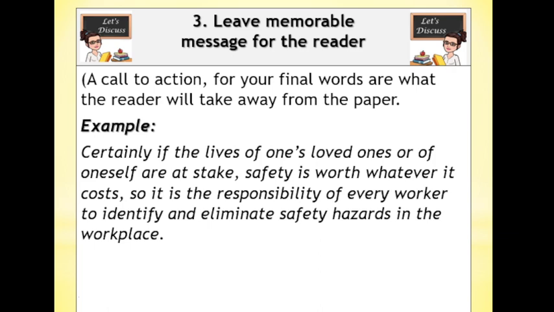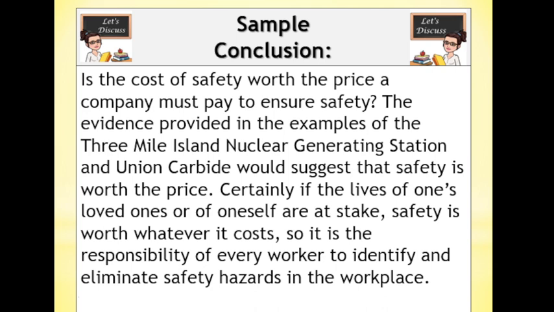So let's now go to our concluding paragraph or conclusion by putting all these three characteristics together. Is the cost of safety worth the price a company must pay to ensure safety? The evidence provided in the examples of the 3 Mile Island Nuclear Generating Station and Union Carbide would suggest that safety is worth the price. Certainly, if the lives of one's loved ones or of oneself are at stake, safety is worth whatever it costs. So, it is the responsibility of every worker to identify and eliminate safety hazards in the workplace.